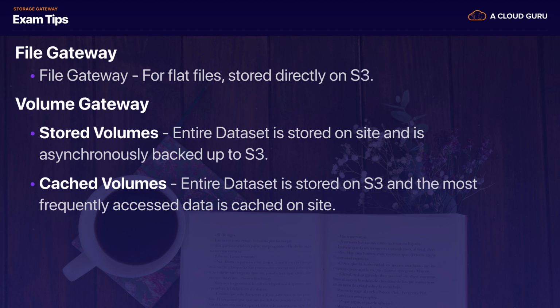Then we've got cached volumes, and this is where your entire data set is still stored on S3, but the most frequently accessed data is cached on site. And with stored volumes, the entire data set is stored on site. So that's the difference. Stored volumes is where you've got your entire data set on site. Cached volumes is where you've only got your most frequently accessed data cached on site.